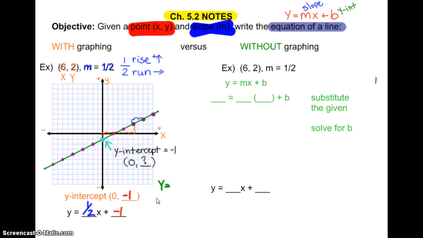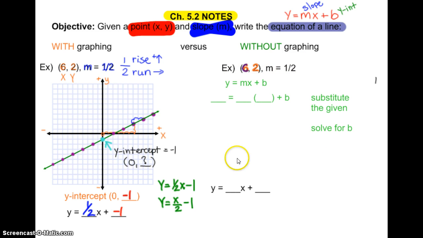Now in some cases you might see it written in a textbook as y equals 1/2 x minus 1, because the positive and the negative together make a negative. We like to write it as a minus. Sometimes you might see it written as y equals x over 2 minus 1. Since the 1 and the x combine to make a 1x in the numerator, it can be written as x over 2. Now, that was the graphing method.